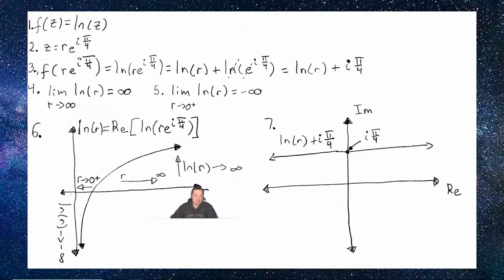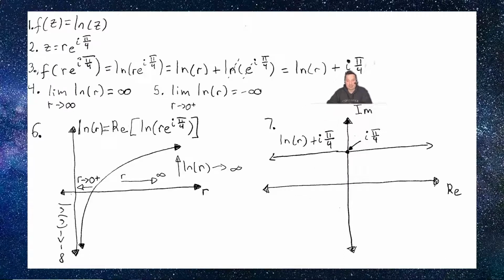When r shoots off towards positive infinity, you see that ln of r, which is also the real part of the output, also shoots off towards positive infinity. Then in this graph, when r approaches 0 from the right, you see that ln of r goes down towards negative infinity. Remember that in this axis, the vertical axis represents the real part of this quantity, ln of r in other words.